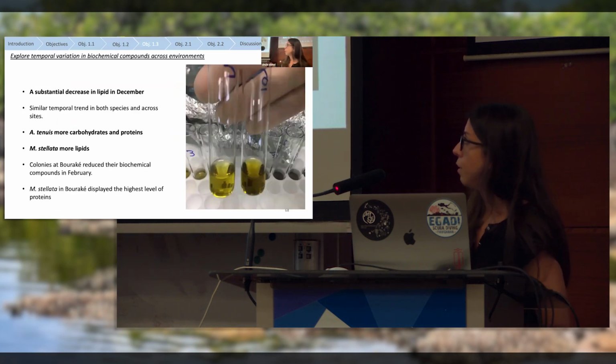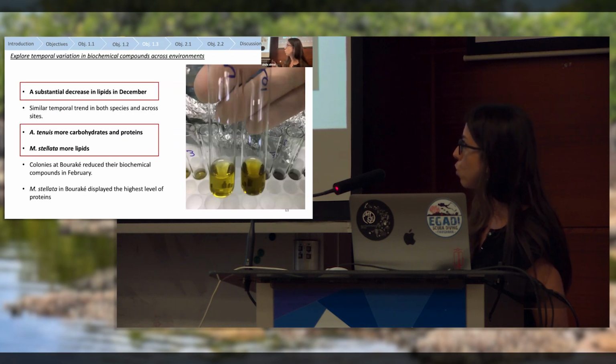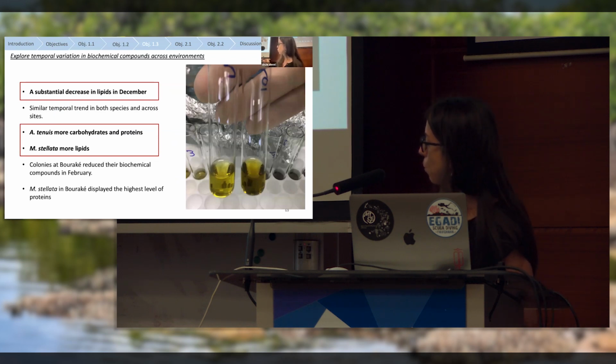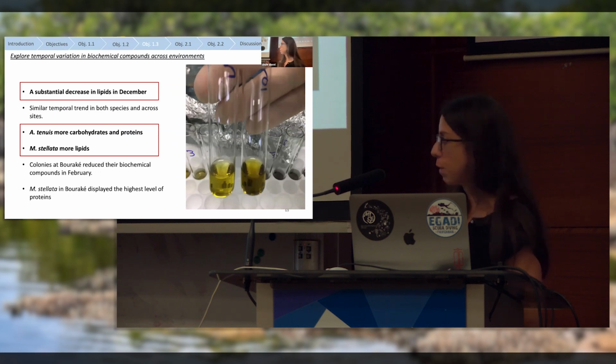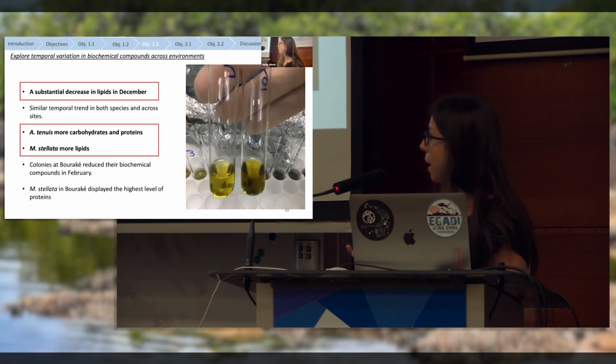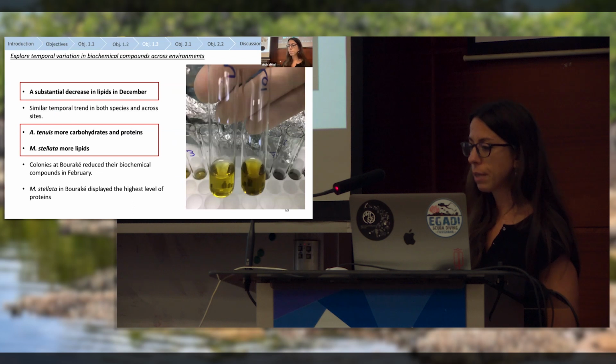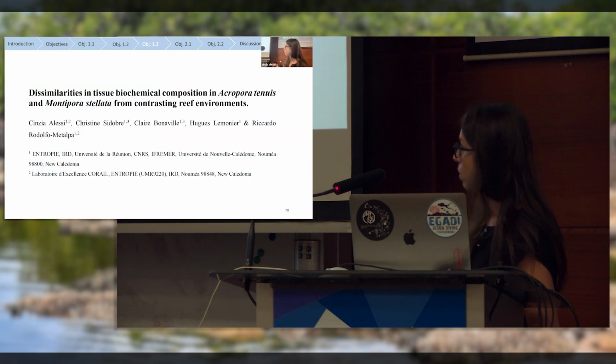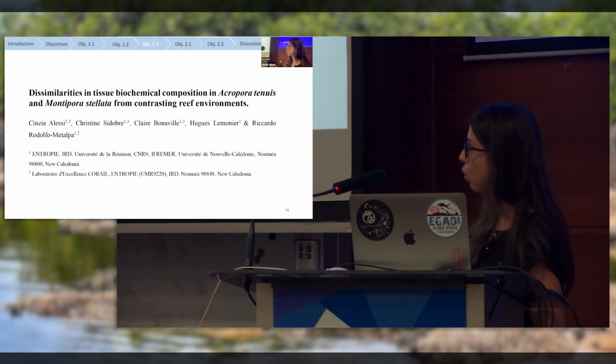So this study produced a lot of results, but today I just want you to focus on 3 main take-home messages, which is we observe a substantial decrease in lipid between November and December. We observed that Acropora tenuis had more carbohydrates and more protein, but Montipora stellata had more lipids. So these results have been written in a scientific note, and they are still a bit in preparation.